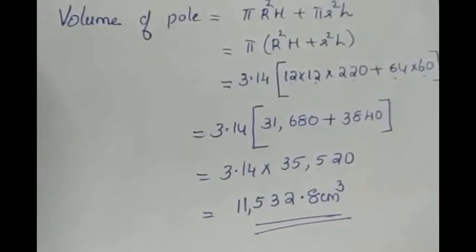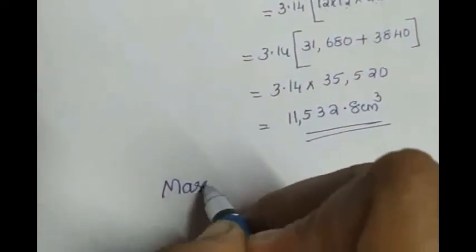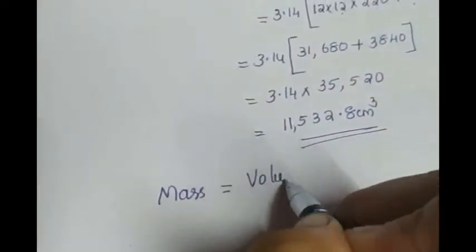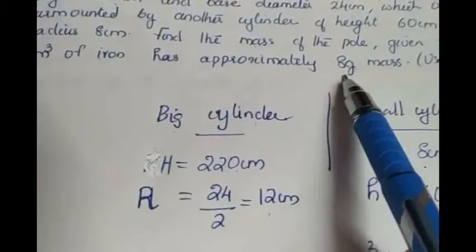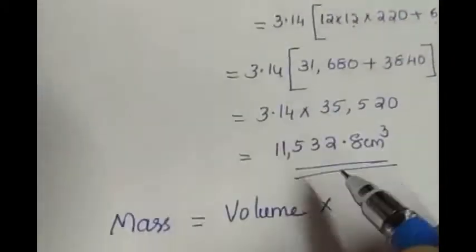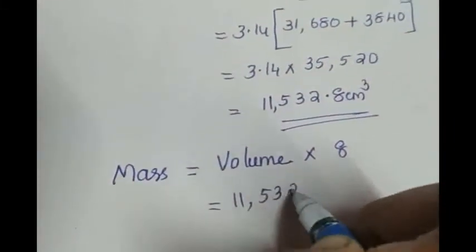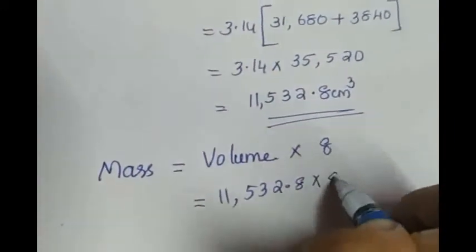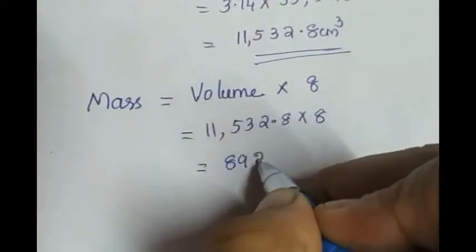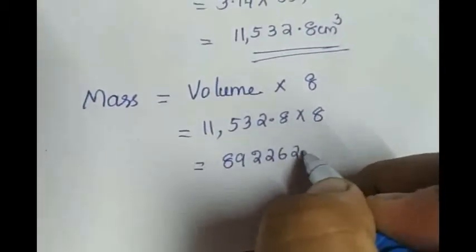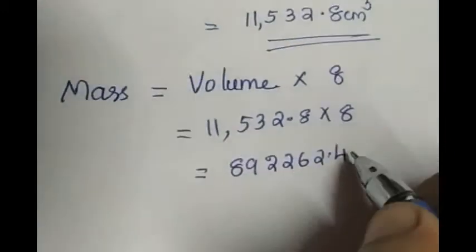The question was not to find the volume but to find the mass. So what do you have to do? Mass is equal to volume into mass per centimeter cube. Mass per centimeter cube is 8 grams. So volume into 8, that is 11,532.8 into 8 will give you the answer as 892262.4. Since the mass is given in gram, here also it is in gram.